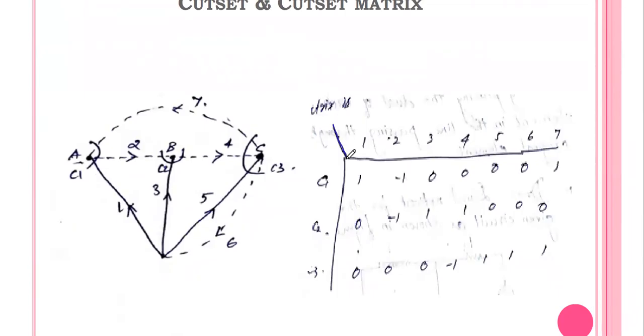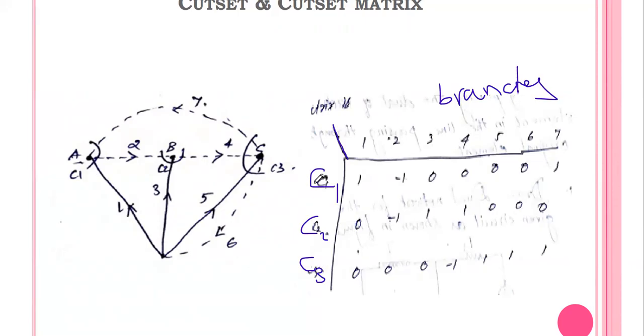Here you see this is the cut set matrix. These are the cut sets C1, C2, C3, and these are the branches. Already you know the cut set matrix gives the relation between cut sets and branches. How many branches here? 7 branches.